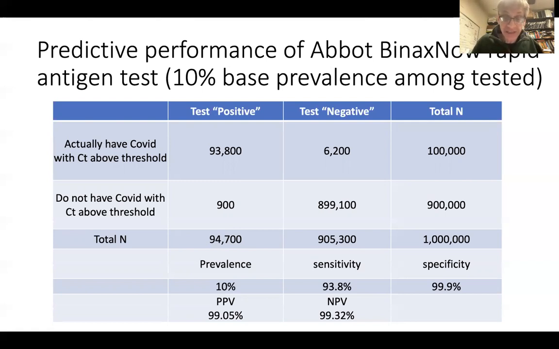If we work out the positive predictive value in this population, it's 93,800 over 94,700, about 99.05% positive predictive value. And the negative predictive value is 899,100 over 905,300. It's about 99.3%. So the NPV and the PPV are both above 99%. This is a really good test at that 10% base prevalence level.